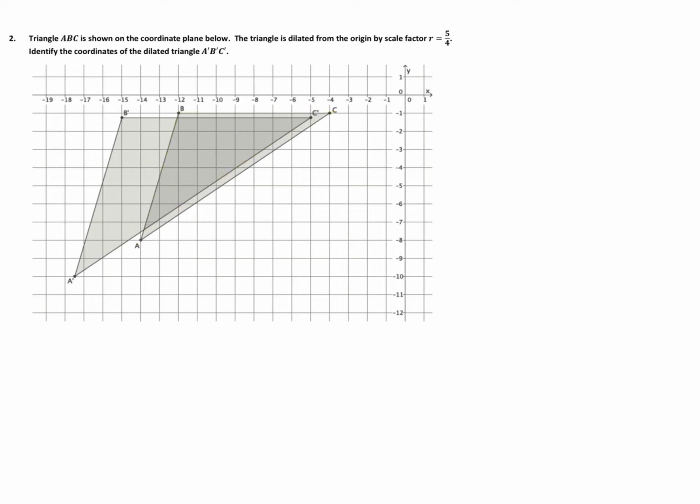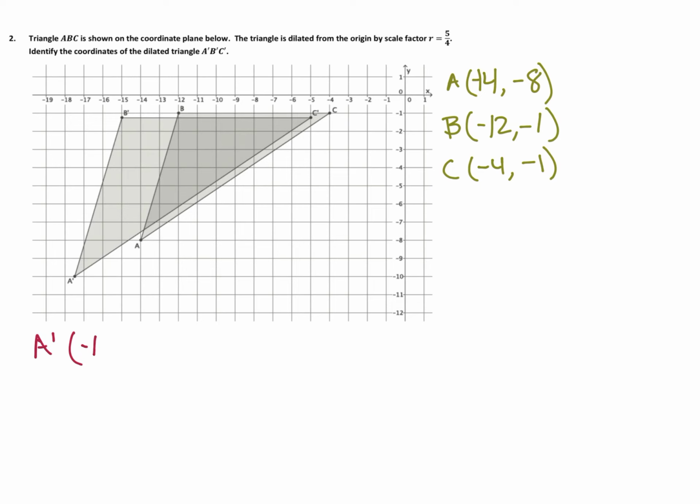So we're going to do the same thing. A has the coordinates -14, -8. B is at -12, -1. And C is at -4, -1. So for A prime, we have -14 times 5/4, and then -8 times 5/4.